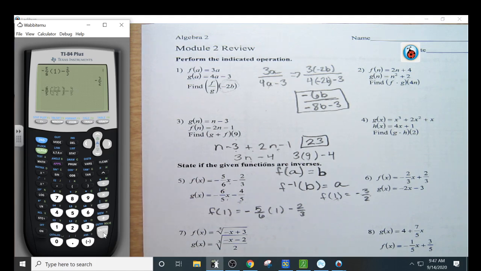Now, notice, guys, when I plug that in, I should have had... All right, so when I plug that in, let me make sure that doesn't make a difference.